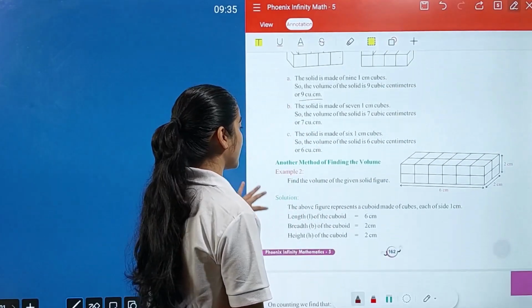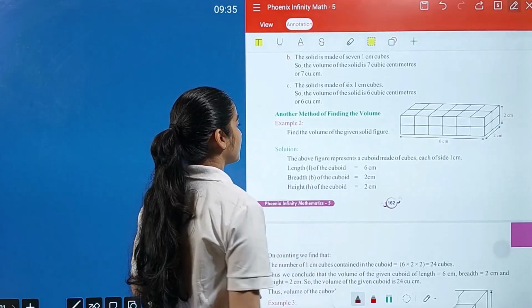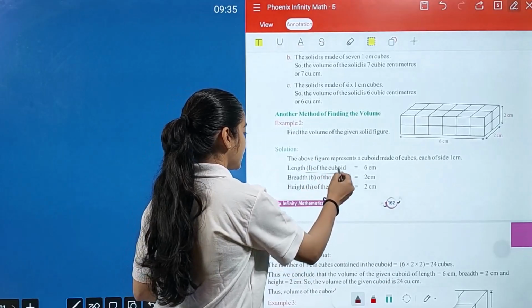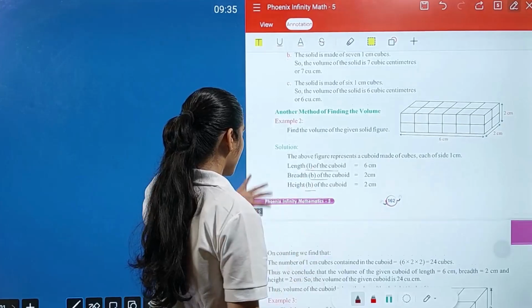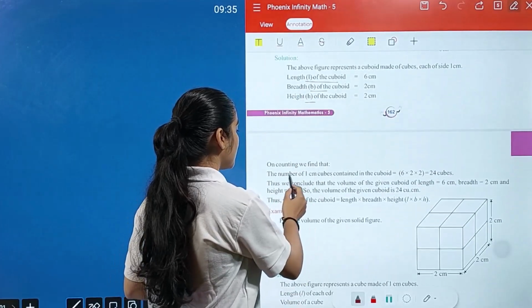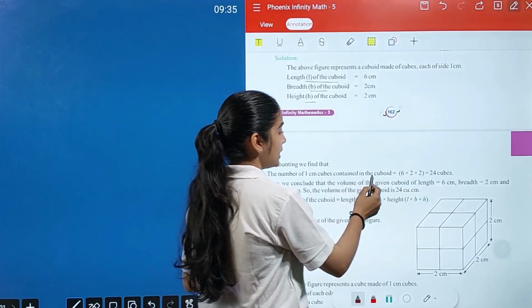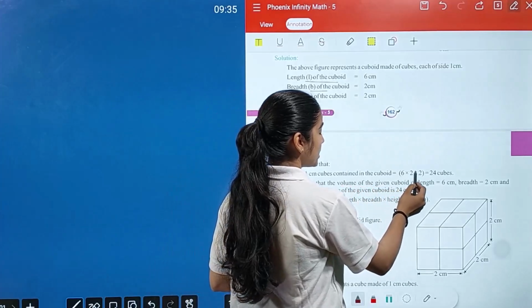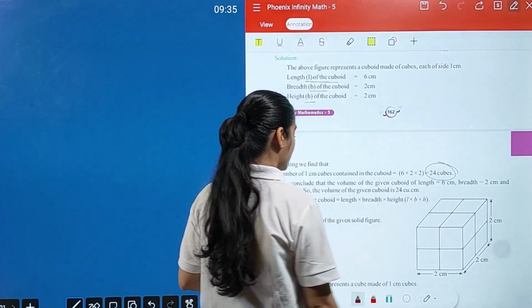Now another method to find the volume. Find the volume of the given solid. So here we have length, breadth and height. On counting, we find that the number of 1 centimeter cubes contained in the cuboid is 6 multiplied by 2 multiplied by 2, that is equal to 24 cubes.